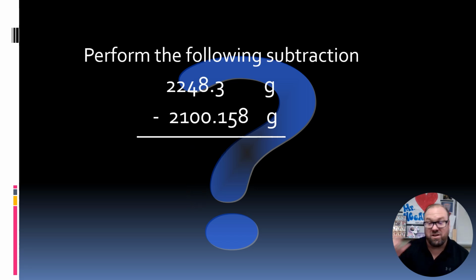All right. So in this example, we're going to do a subtraction, and then we'll move on to multiplication and division. Same thing: we take a look at the measurements, and we look at the least number of significance, or the estimated digit, in each measurement. So 2,248.3 grams. This one goes to the tenths position for its estimated digit for accuracy. And then we're going to subtract 2,100.158 grams, and this one goes to the 1/1000th decimal position.